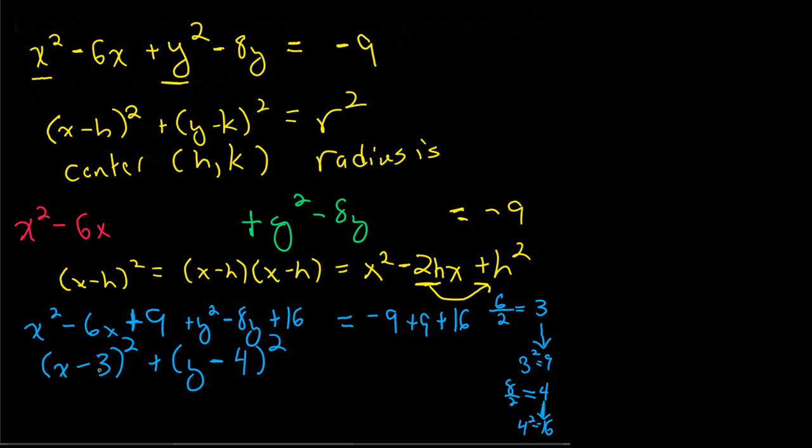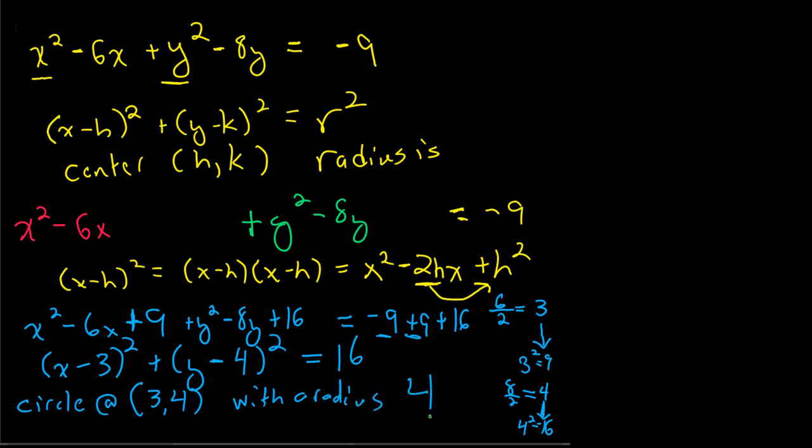And what you'll want to do is check for yourself. If you square this, you should get x squared minus 6x plus 9. And if you square this, you should get y squared minus 8y plus 16. And then I'll group my terms together here. So negative 9 and positive 9 cancel out, leaving me with 16. And so I have a circle at 3, 4 for the center with a radius of square root of 16, or 4.